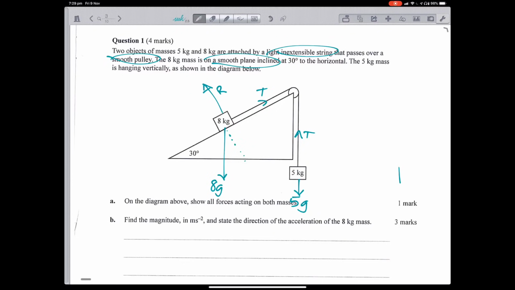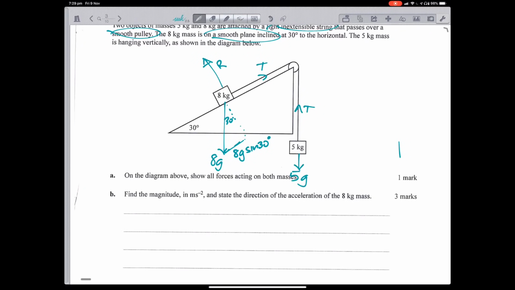I will, however, say that we've got a component of force here. That's going to be 30, so this bit here is going to be 8G sine 30. Okay, so now when we equate our forces, force equals mass times acceleration. If we look at this component here, we're going to say that we're going downwards because we don't know, but we'll assume we're going downwards. I've got 5G minus T is equal to 5A, mass times acceleration.